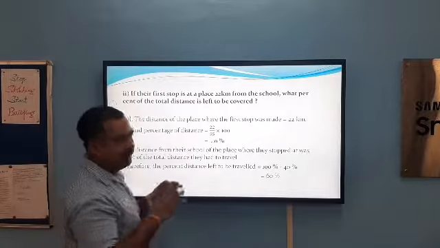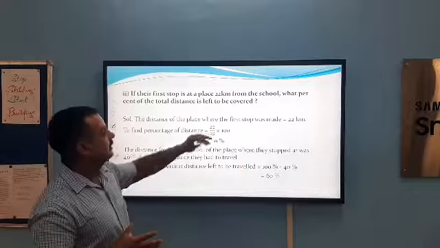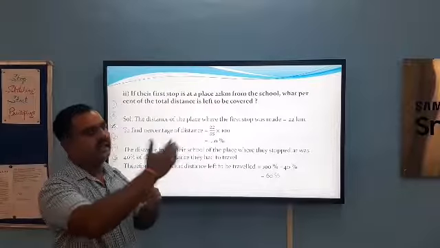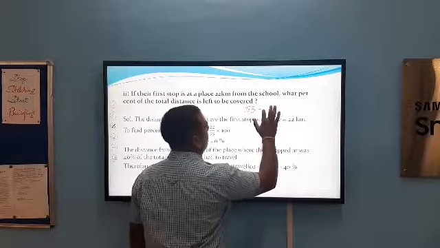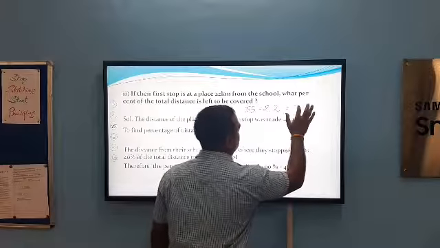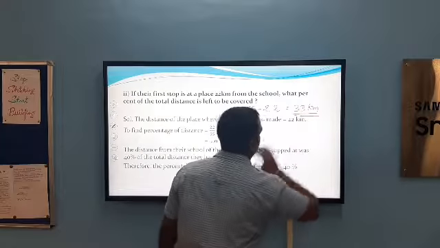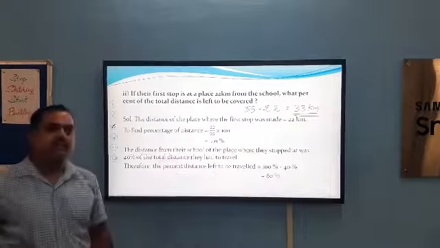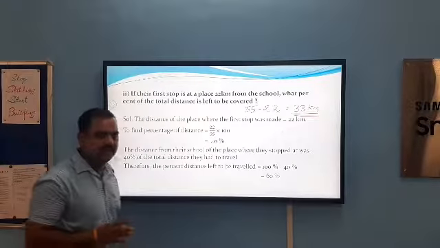Or in a different way we can also solve this question by first finding the distance which is left over, that is 55 km minus 22 km, that is 33 km, and now we convert this leftover distance into a percentage also. We again get the same answer, 60%.